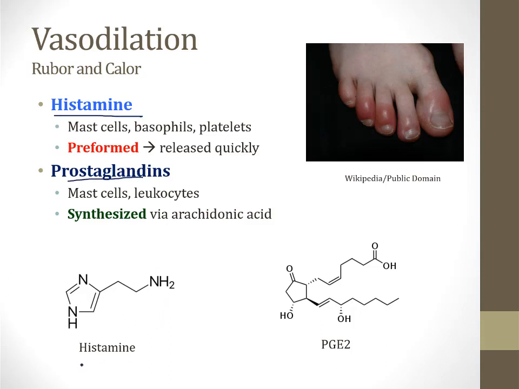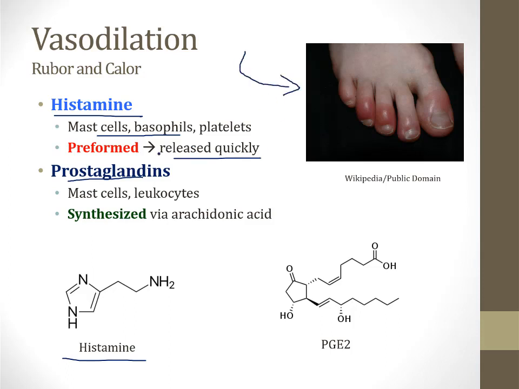Histamine is a small molecule. This is its structure shown on the screen. It is stored inside of mast cells, basophils, and platelets, and these cells preform this. In other words, they make it outside of the setting of inflammation, and they have it ready to go. So when there's an inflammatory trigger, histamine is released quickly and causes vasodilation, and that is one of the factors that leads to the rubor and calor like seen on this person's foot on the screen.